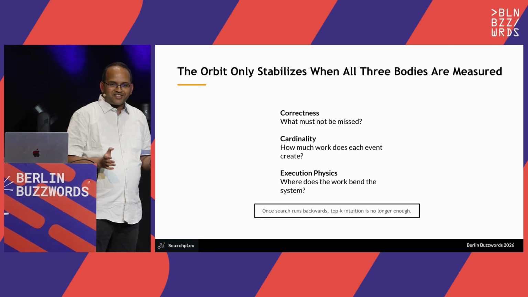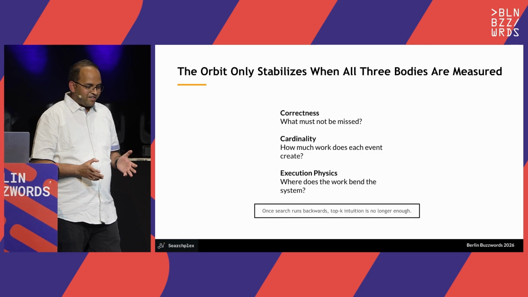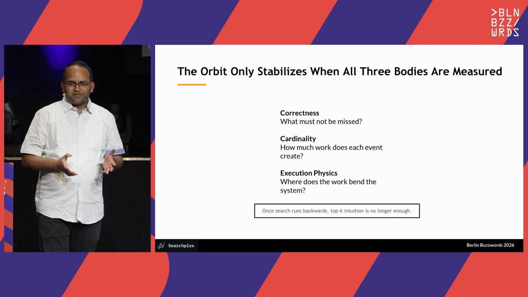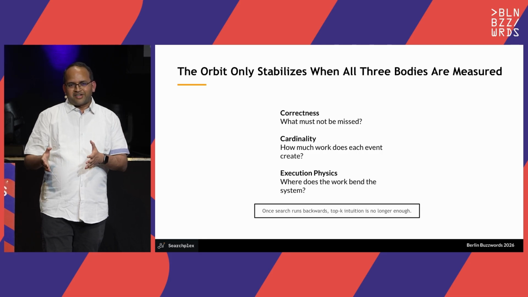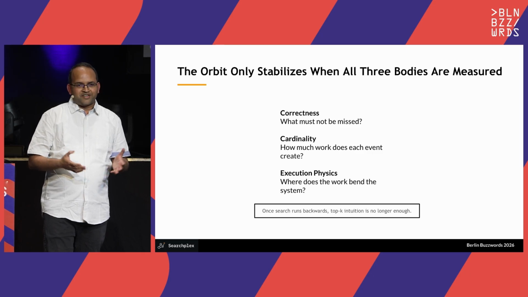So the orbit, bringing back to the last step, we started with a three-body problem. So the orbit only stabilizes when all the three bodies are measured, and you have a good confidence on if each of them are doing its job well and in cohesion. So yeah, that's it.